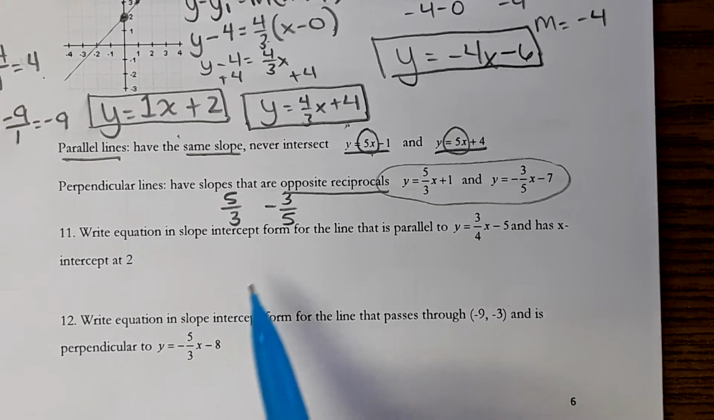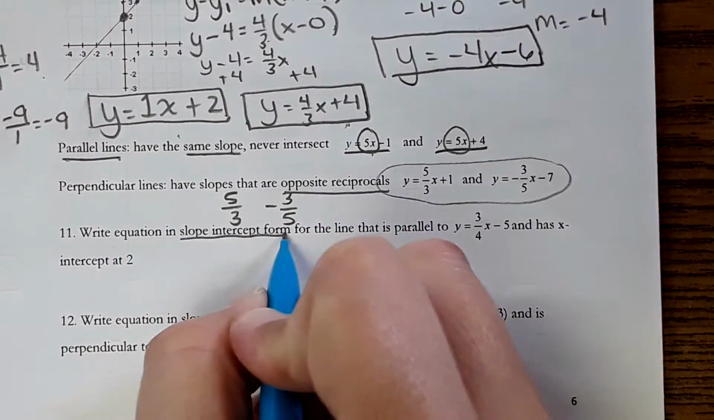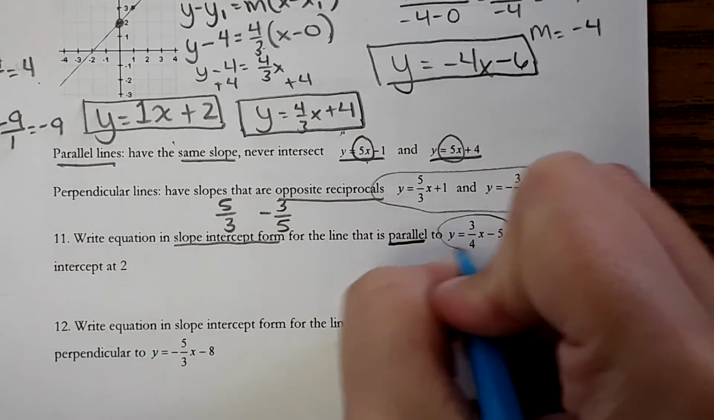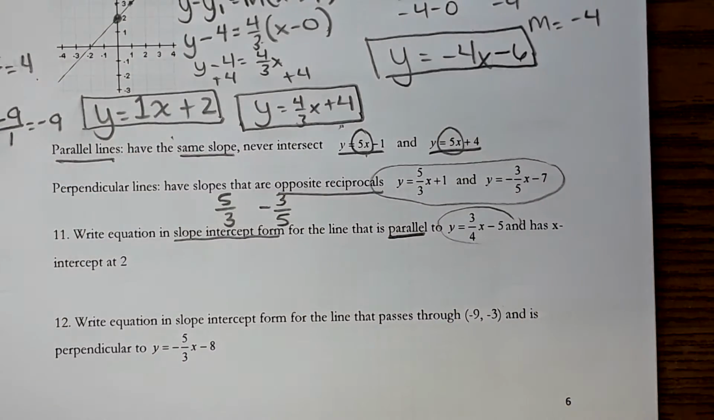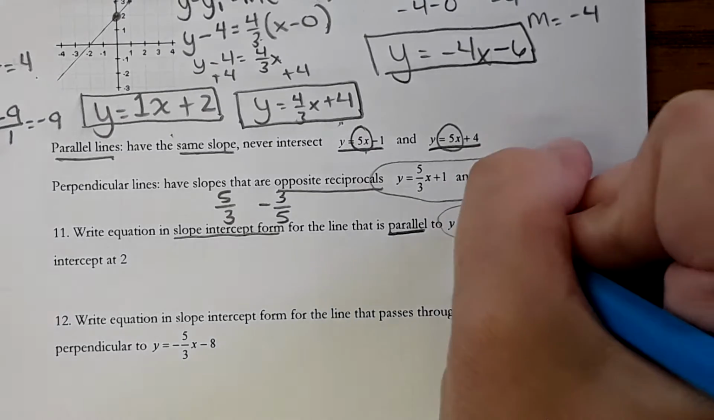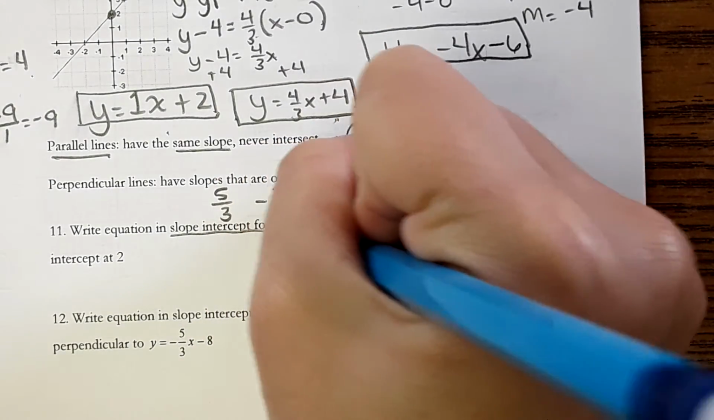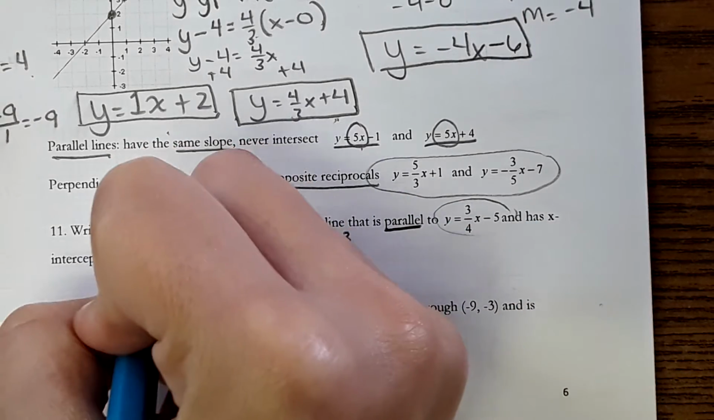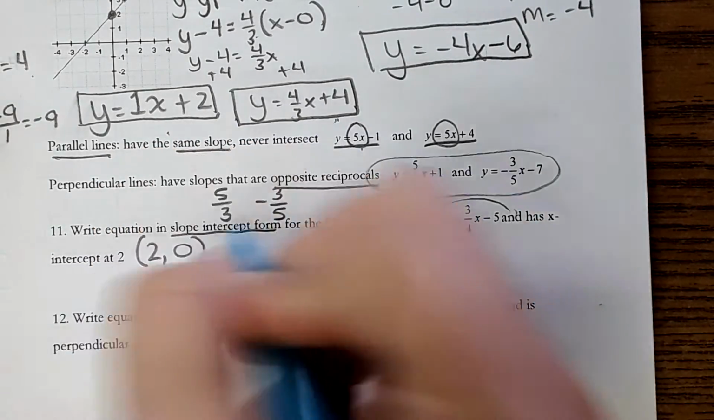Now we're going to do 2 practice problems with this. It says write an equation in slope-intercept form, that's y equals mx plus b, for the line that is parallel to this line and has an x-intercept at 2. Parallel means it would have the same slope, so our slope is going to be 3/4. X-intercept at 2 would be (2, 0). That would be the coordinates.